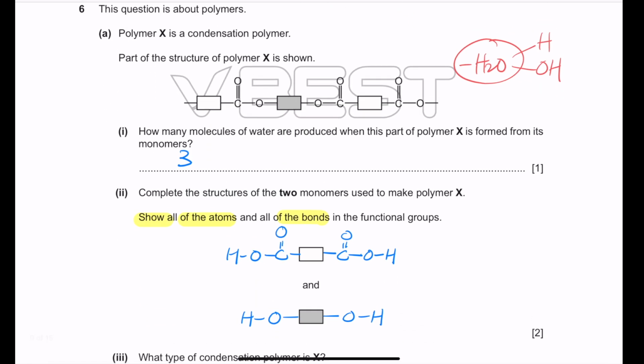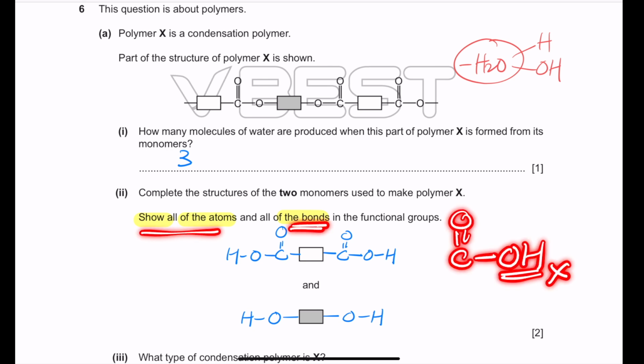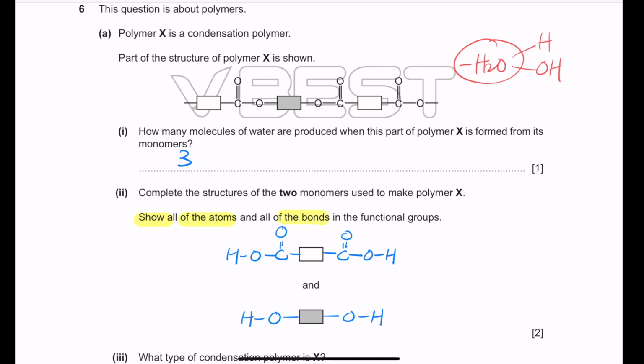Given here, the one that's colorless is attached to C double bond O, and the one that's colored is attached to O. So you just pull back the OH and H. And one more thing, you cannot draw the COOH like this. No marks, marks will be deducted. Why? Because as mentioned here, show all the atoms and all the bonds. That's why I have to open it up to show the bond between the O and H. So this is how it looks.